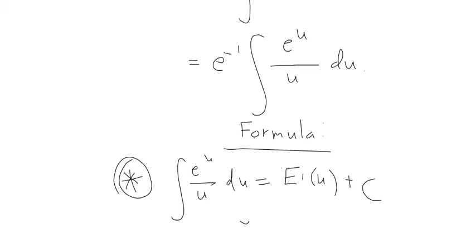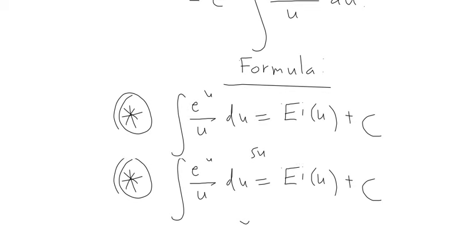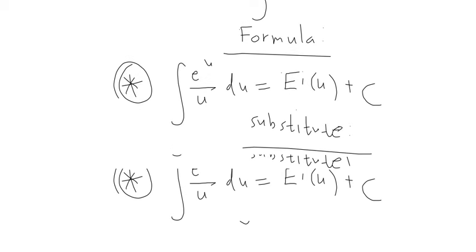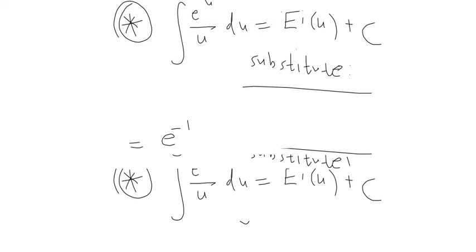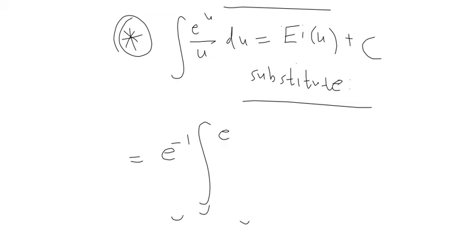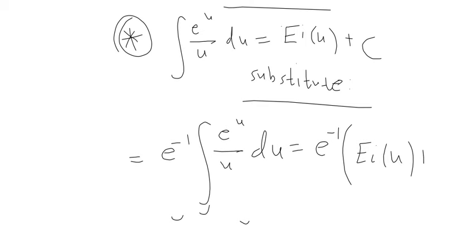Since we finally decomposed our complicated problem into a formula that we know, we can now substitute the formula above. So this now becomes e to the negative 1 times the integral of e to the u over u du, which is now equivalent to e to the negative 1 times, all in brackets, the exponential integral, capital Ei of u plus c.